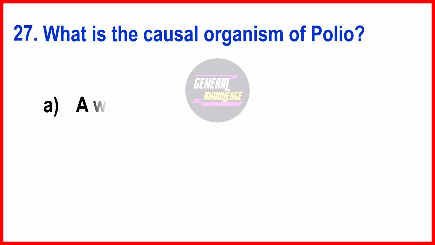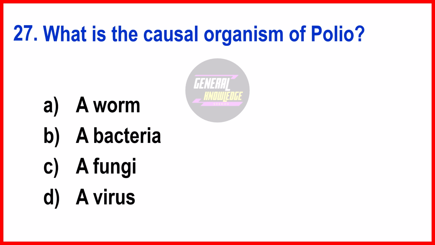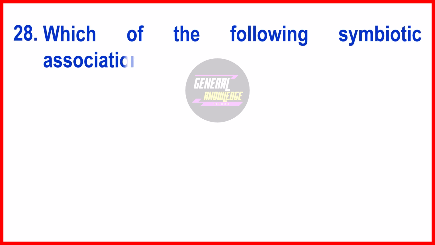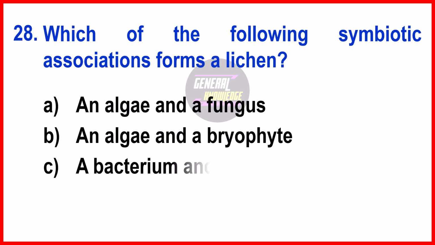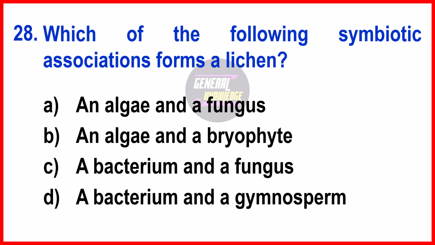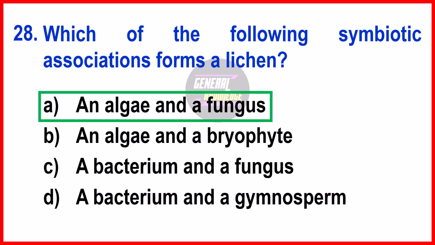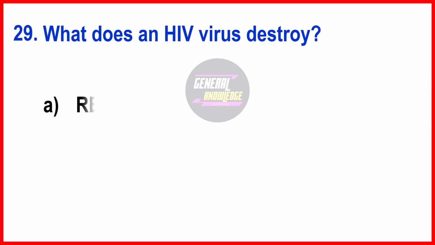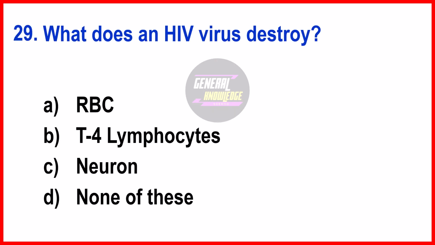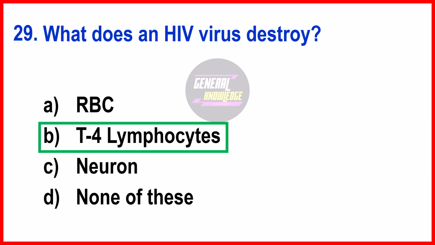What is the causal organism of polio? The right answer is option D, a virus. Which of the following symbiotic associations forms a lichen? The right answer is option A, an algae and a fungus. What does an HIV virus destroy? The right answer is option B, T lymphocytes, also known as CD4 plus T cells or helper T cells.